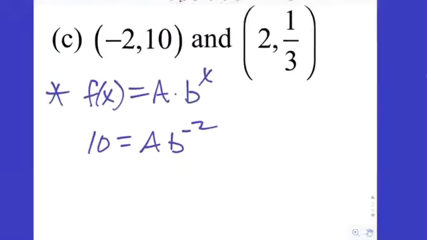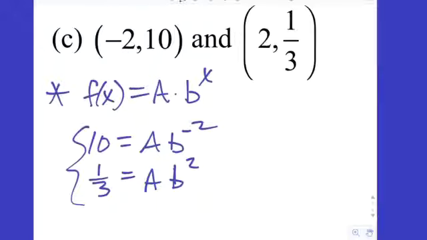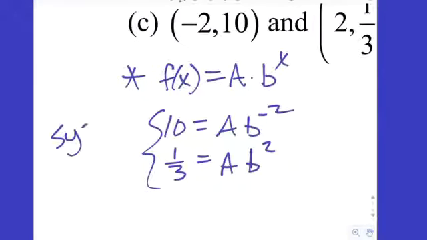And directly underneath there, plug in, you get 1/3 equals a times b to the positive second. What you have done now is you've created a system of equations. And just like in Algebra 2, you're going to solve them simultaneously. In Algebra 2, you probably didn't do exponential systems, but you did polynomial systems, quadratic systems. You can solve them by guess and check, which is not very fast. Substitution, elimination. Elimination is just a specific version of linear combinations.